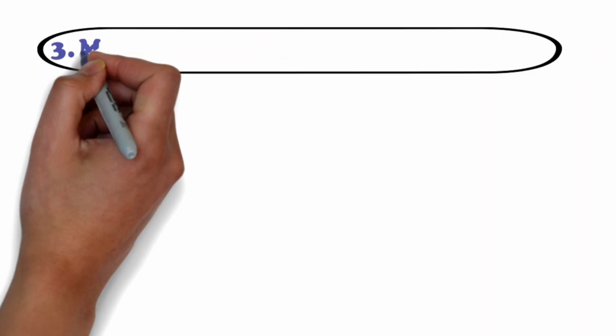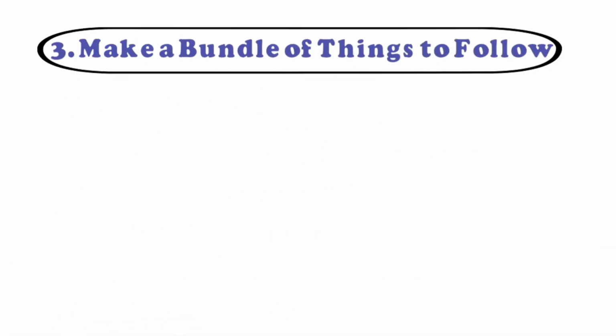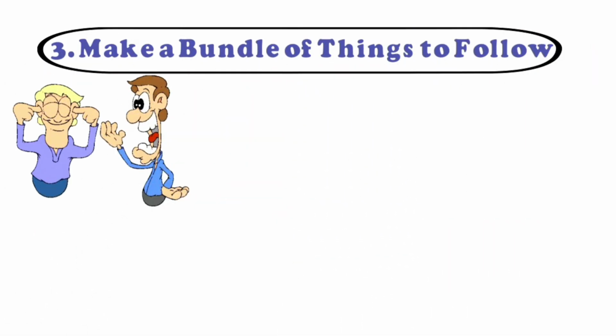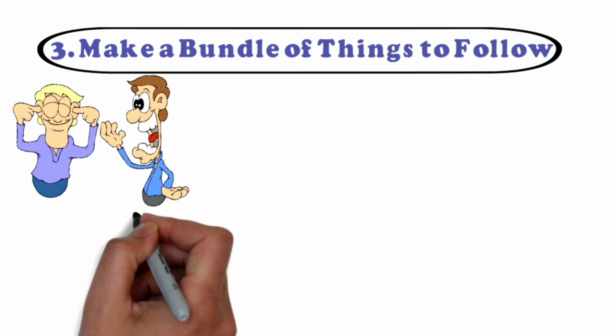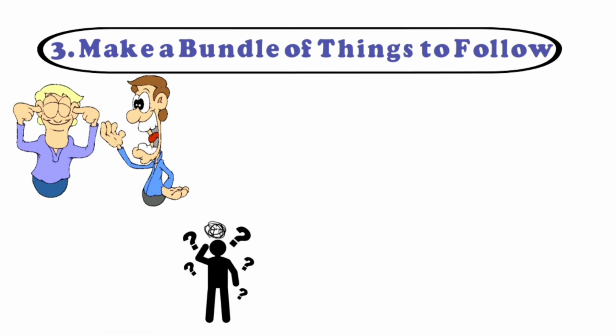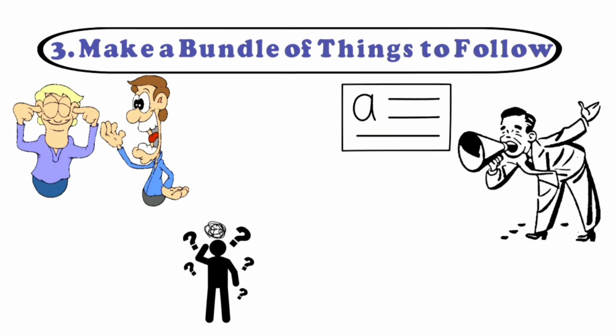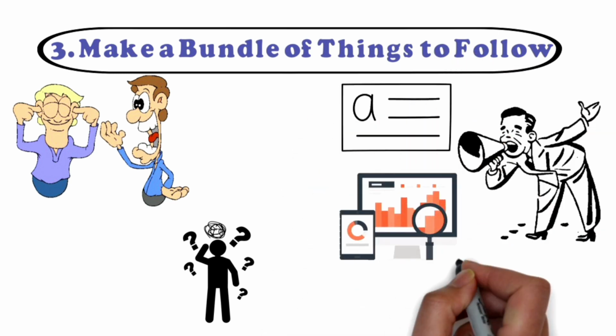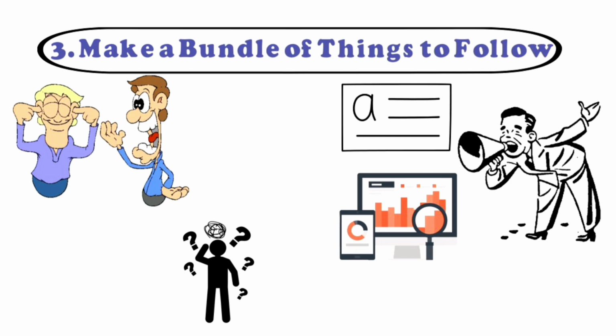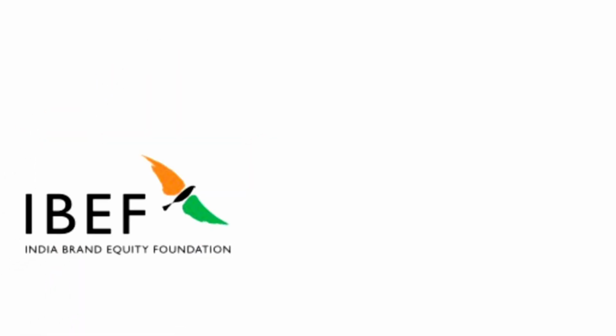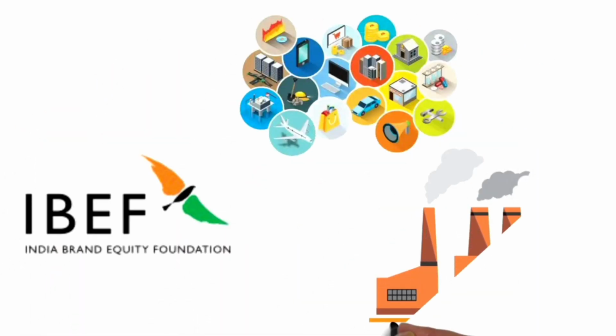Number 3. Make a bundle of things to follow. There is so much noise once we choose to enter the market that we end up getting confused. Everybody is trying to sell us something or the other. Some people are selling stock names while the other lot is selling analysis softwares. It's important to choose what you want to follow and you have to stick with it. You can use IBEF, a government website for sectoral and industrial analysis.